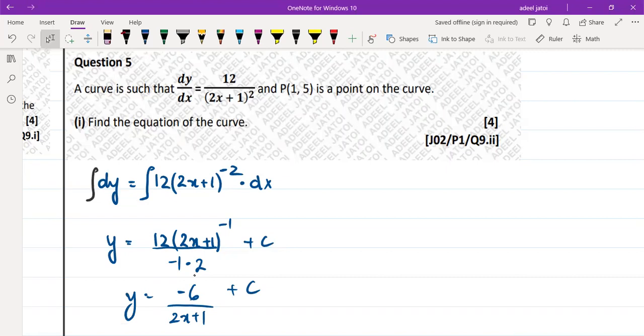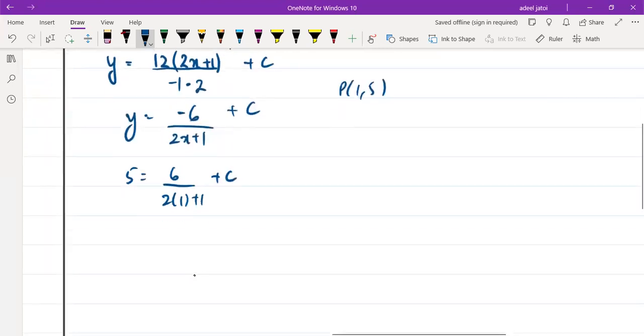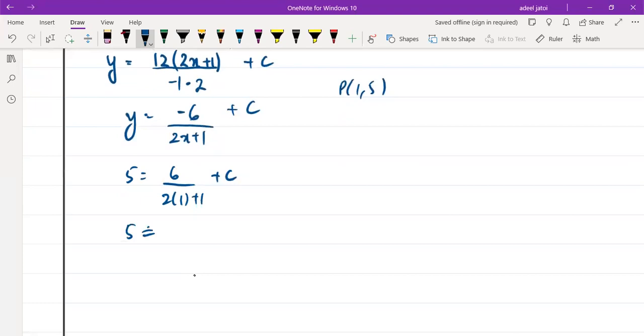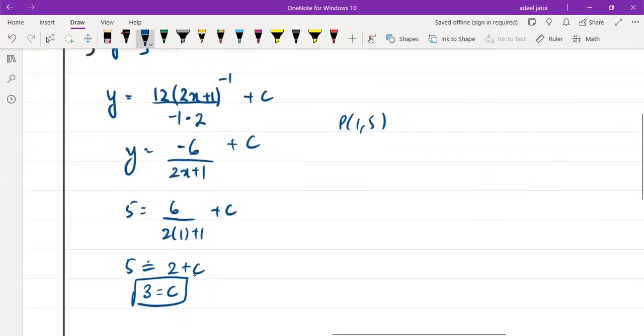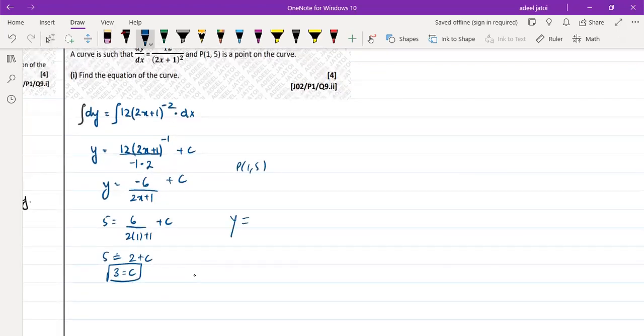So this is your normal form. Your point P is (1, 5). So 5 is equal to 6 upon 2 times 1 plus 1, plus c, which means 5 is equal to 2 plus c, so 3 is equal to c. So the answer will be y is equal to minus 6 upon 2x plus 1 plus 3. This will be your equation of the curve.